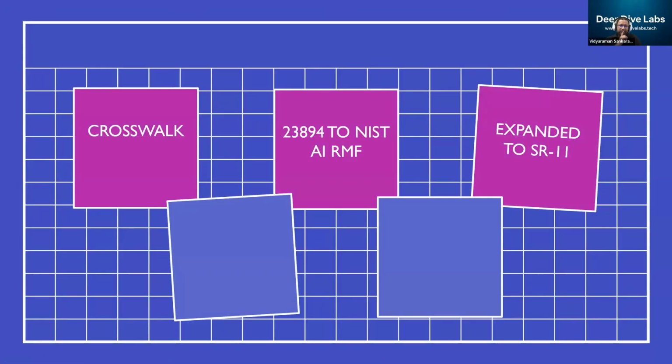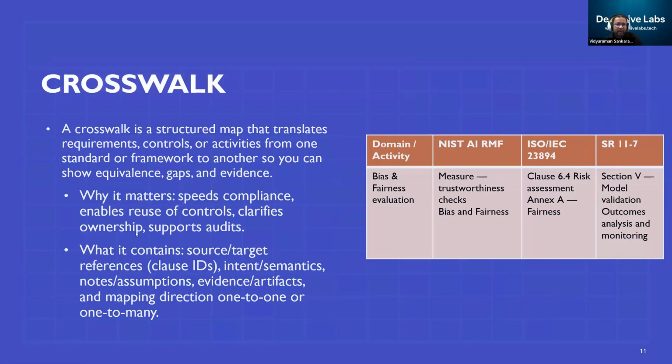So we are now going to talk about a specific concept called crosswalk, and we are going to see what the crosswalk relevance is with respect to the three frameworks that we had talked about, and why it is relevant from a tool applicability standpoint. So a crosswalk is simply what is called a structured map.